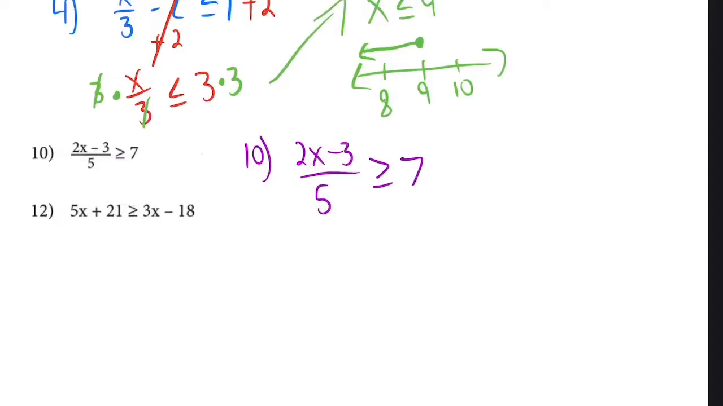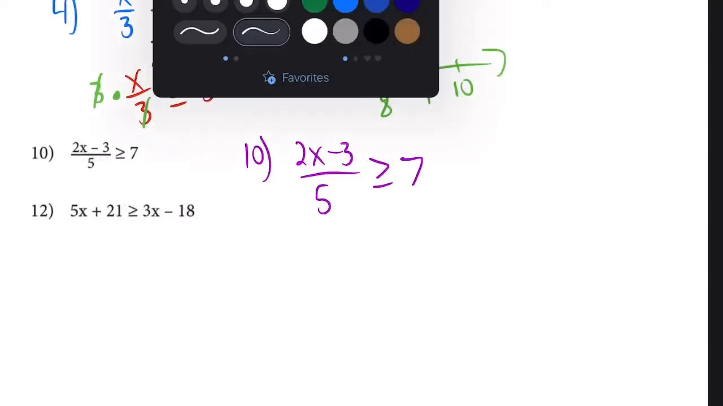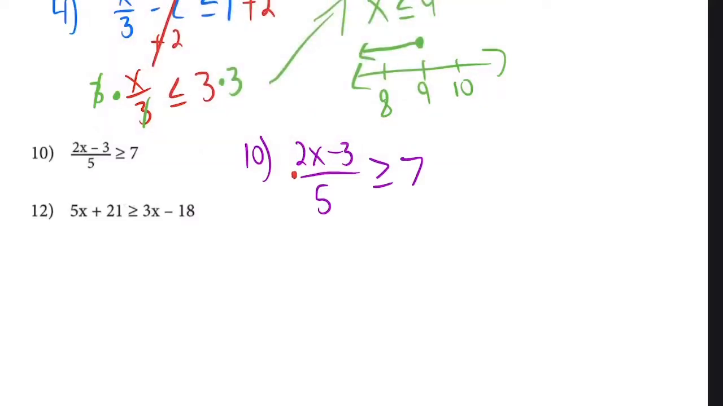Alright. In examples like this that have a big fraction, if it has a large fraction bar, the best first step is to remove what's below that bar. The best first step is to multiply by whatever that is. 5 multiplying and 5 dividing, these two balance out. Then we have 2x minus 3 greater than or equal to 35.